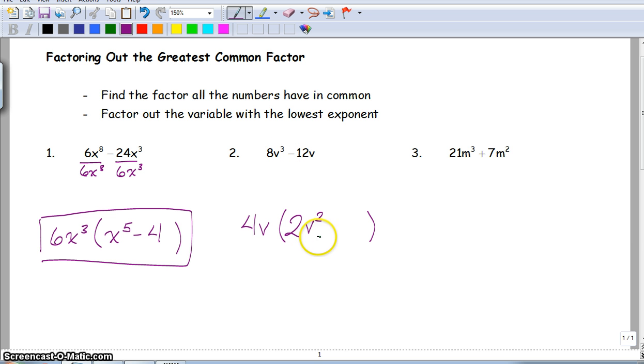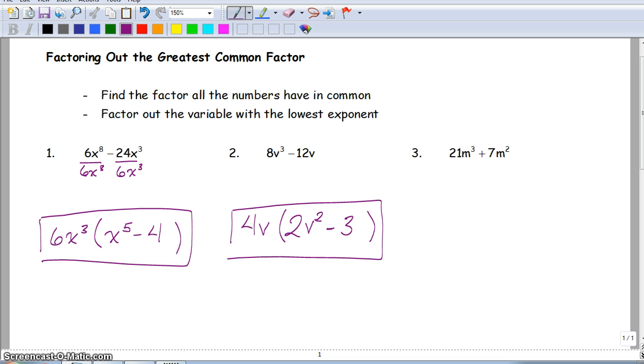V times v squared gives me v cubed. So that's my first term. The second term, 4 times what gives me 12? 4 times negative 3 gives me the negative 12. And then v, I don't need to multiply by anything to get v. So that's the answer for this problem after I factor out the greatest common factor.